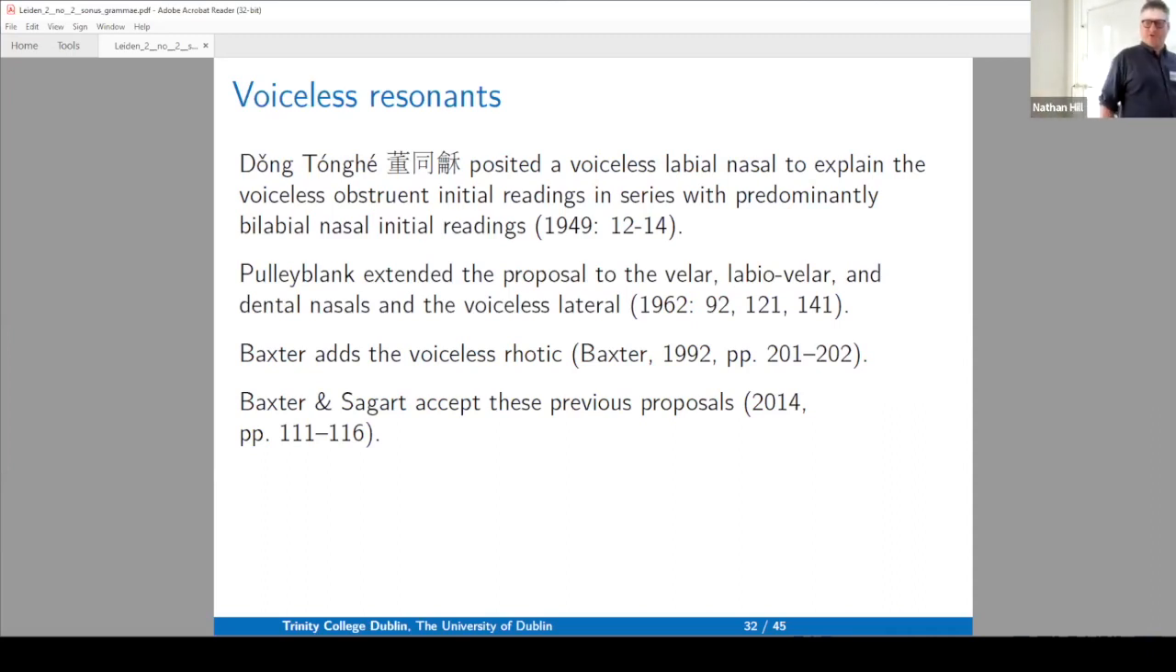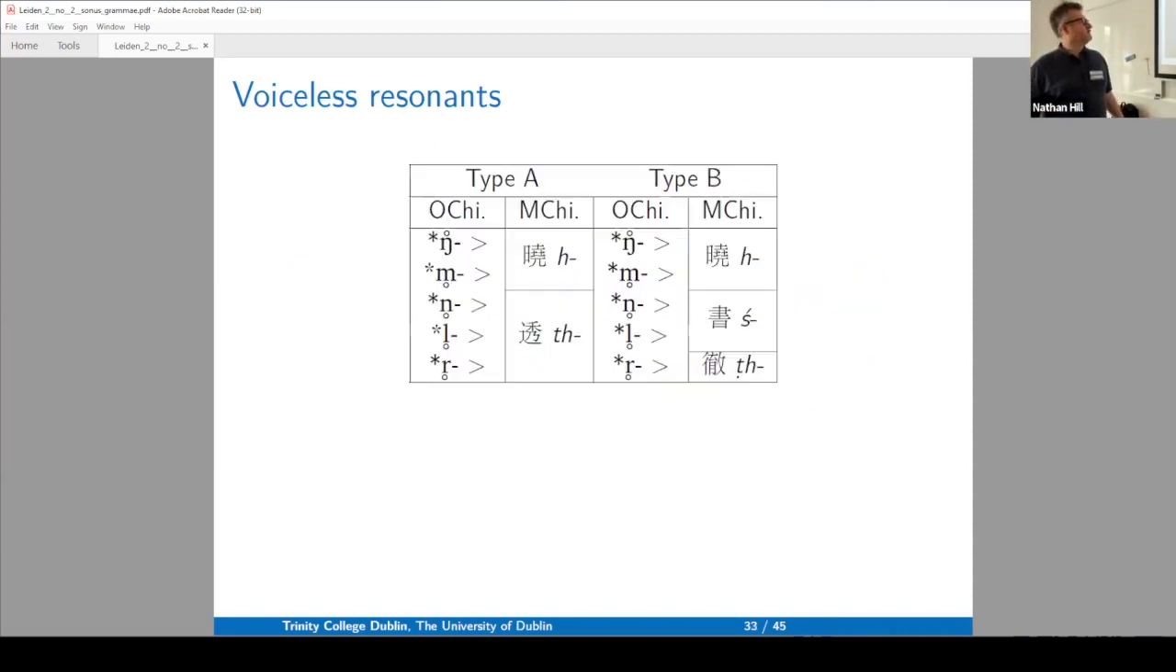Baxter and Sagart agree with all that because they're, for my purposes, the locus classicus of all Old Chinese today. So here's summing up voiceless resonants. So it should all look familiar.